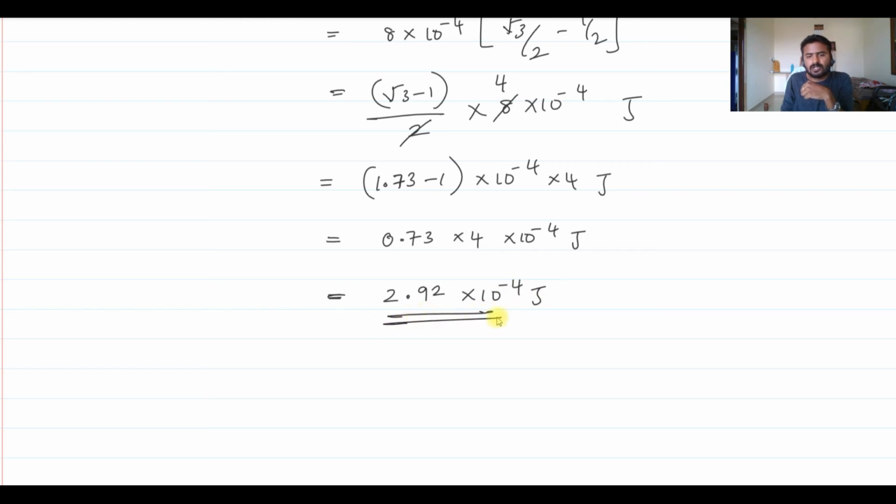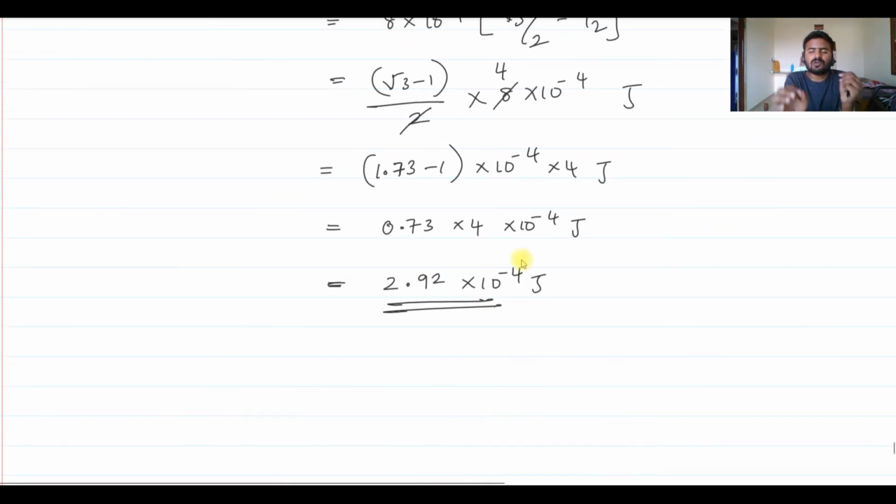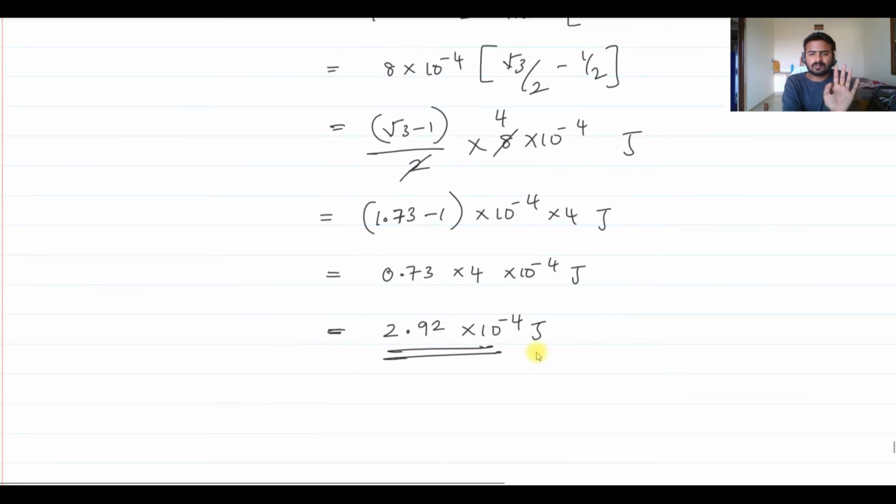Okay? So that is your work done to rotate the dipole from 30 degree orientation to 60 degree. To rotate the dipole from 30 degree to 60 degree, the extra energy that you have to supply, or the work that you have done, is 2.92 into 10 to the power of minus 4 joules. It might be very small because the given data are like that, but in reality, for a dipole, this itself is a huge work, because a material will have many dipoles. So overall work done will be more. But anyway, for this problem, this is our answer.